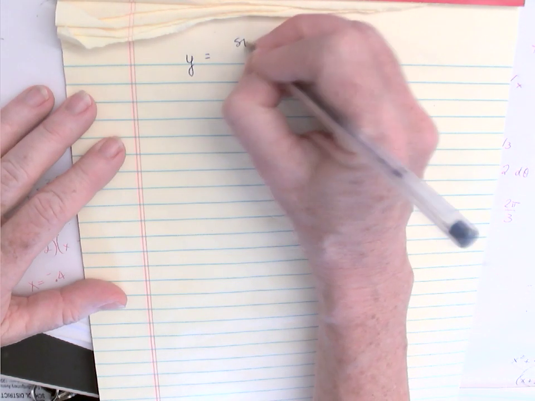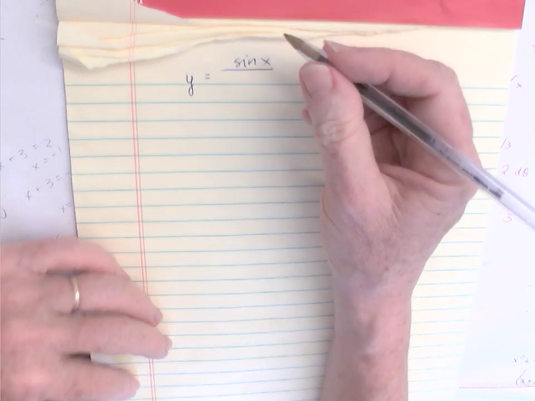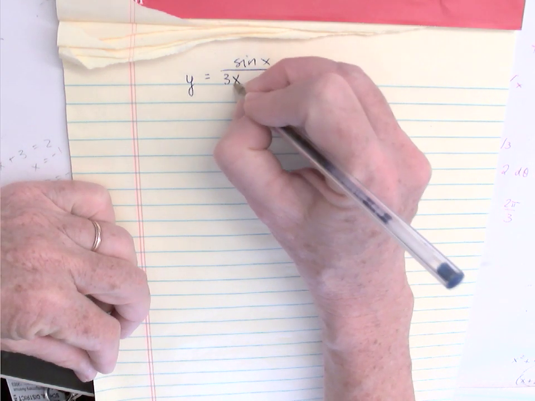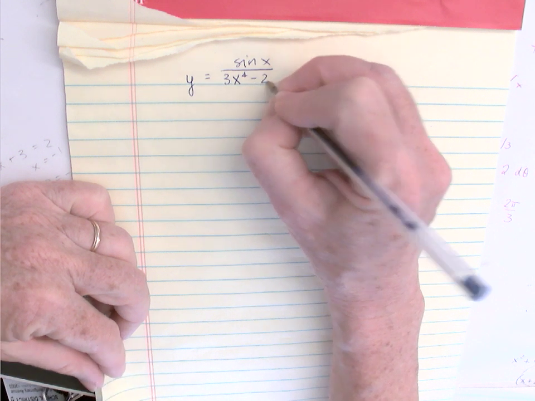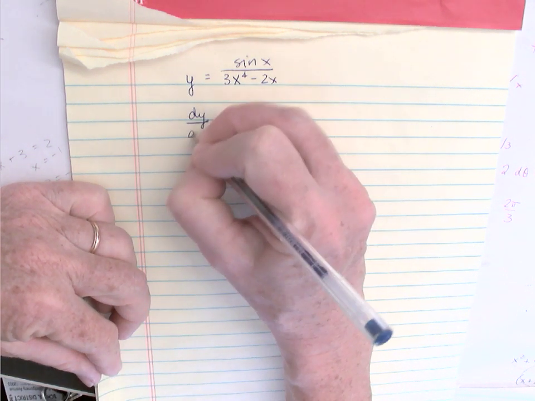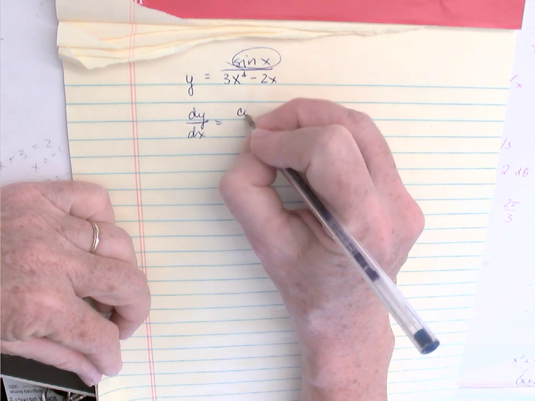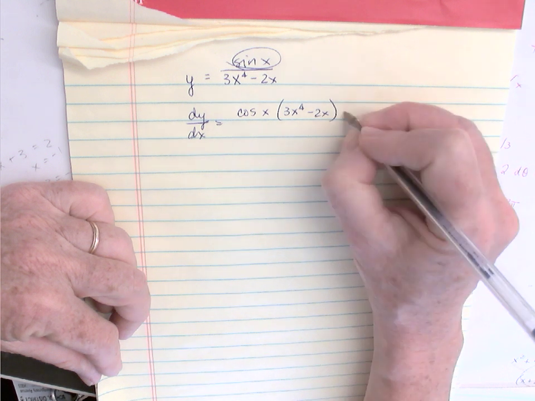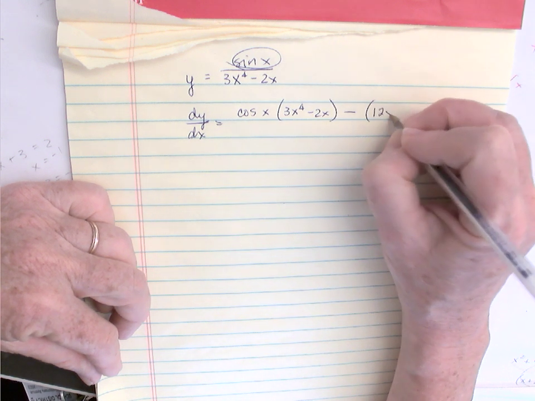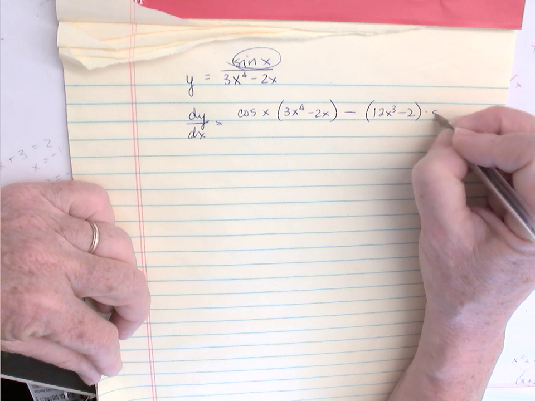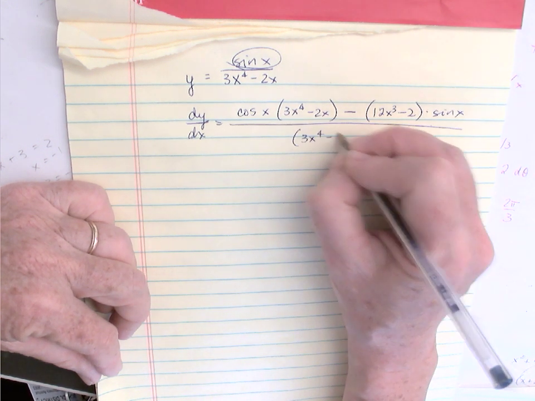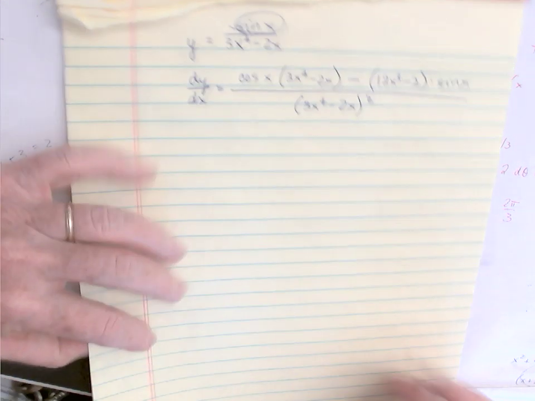Let's do another one. Suppose you have something like this. Y is equal to, let's say, sine of x over 3x to the fourth minus 2x. The derivative is going to be, we need the derivative of the top times the bottom minus the derivative of the bottom times the top all over the bottom squared.